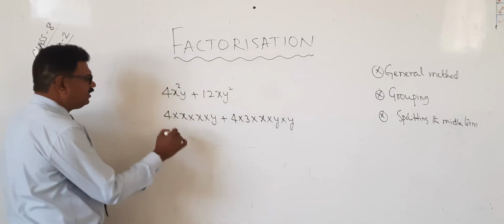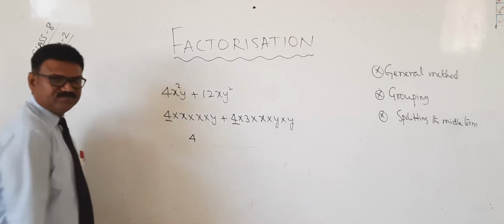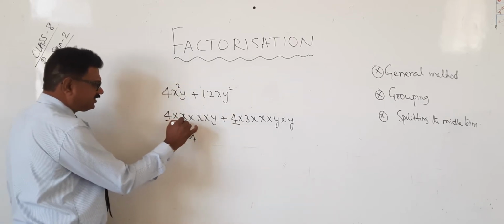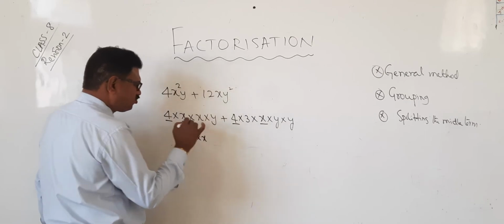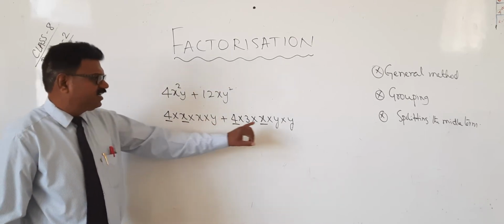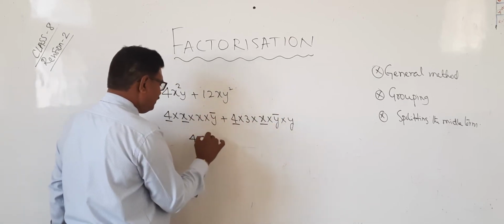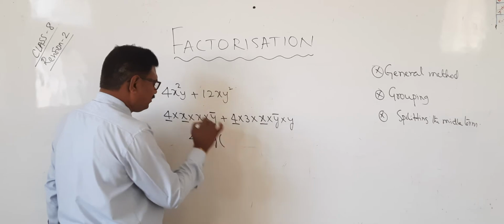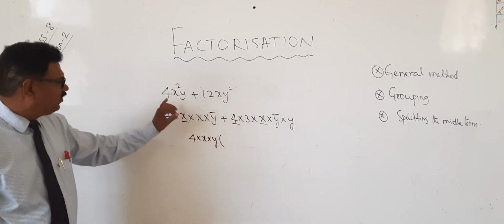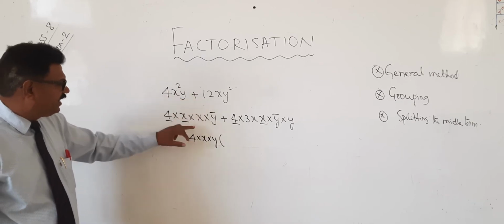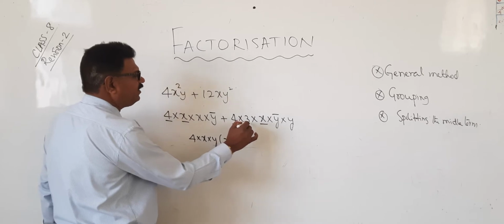Now you see, here 4 is there, here 4 is there, therefore 4 is common. Next, here x is there, here also x is there. Therefore, x is common. But here one more y is there, here y is there, into y over. Therefore, what is the common? 4xy. What is remaining here? You tell me. X is remaining. Plus here what is remaining? 3y.